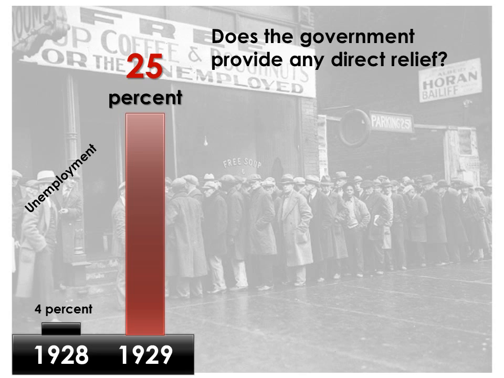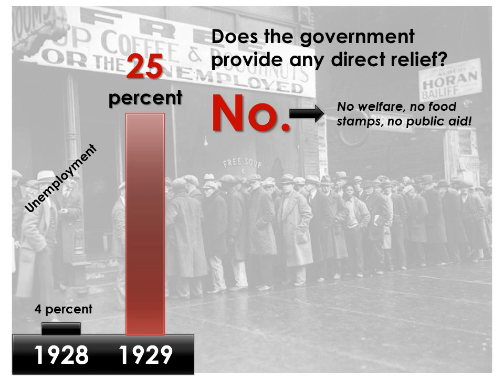And you say, well, what kind of relief is there? What kind of social safety nets or anything are there? Does the government have any recourse for this? And the answer is no. There is no such thing as direct relief.